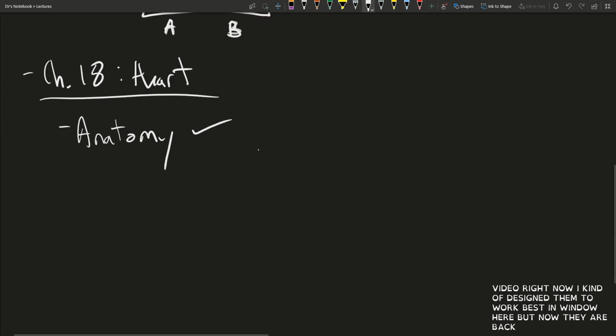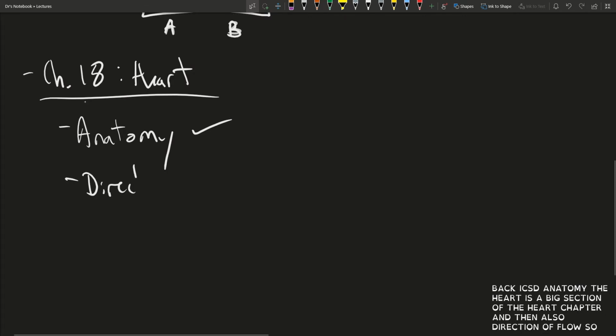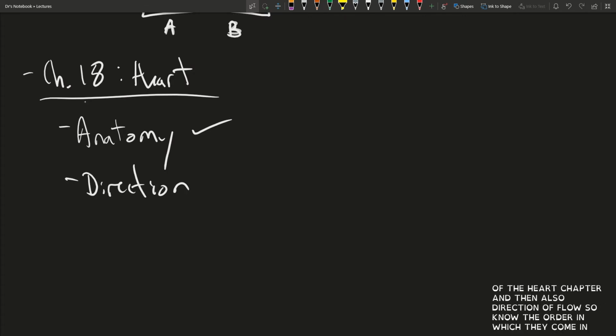So yes, the anatomy of the heart is a big section of the heart chapter. And then also direction of flow. So know the order in which they come in. So, talking about coming from the lungs, coming through the pulmonary arteries, and how then it gets pumped out through the rest of the body, or are you returning from the body via the superior and inferior vena cavas? So keep that in mind. Understand the flow of heart. I know we focused on that in class 2.